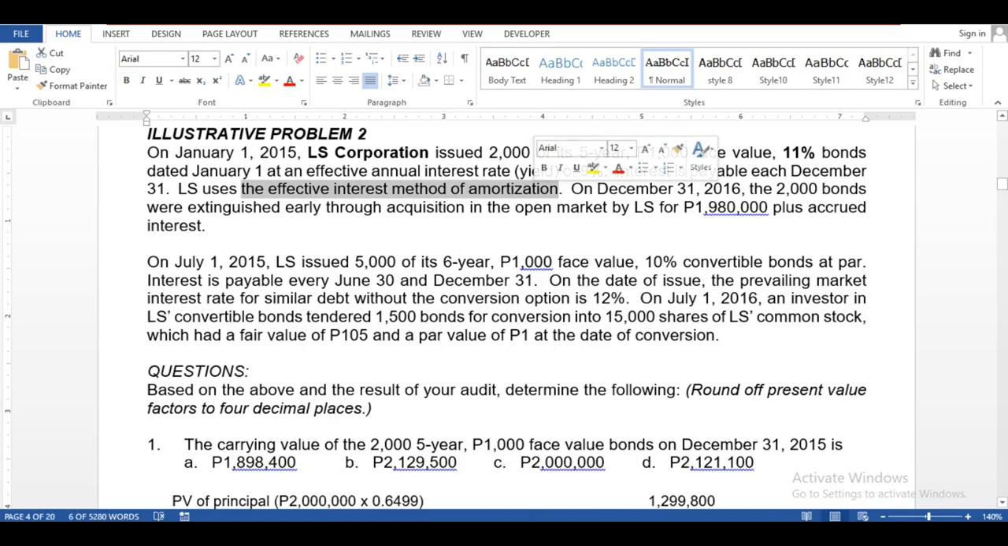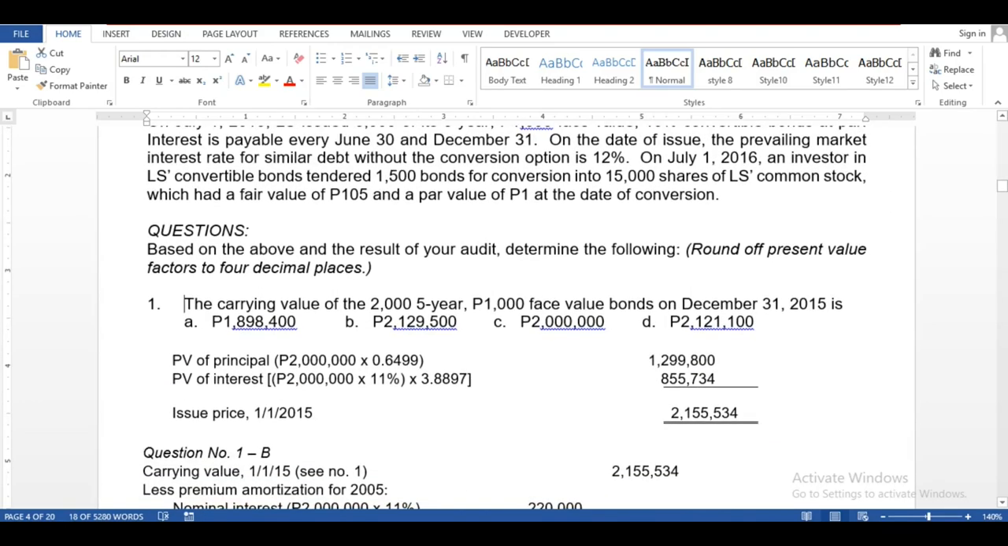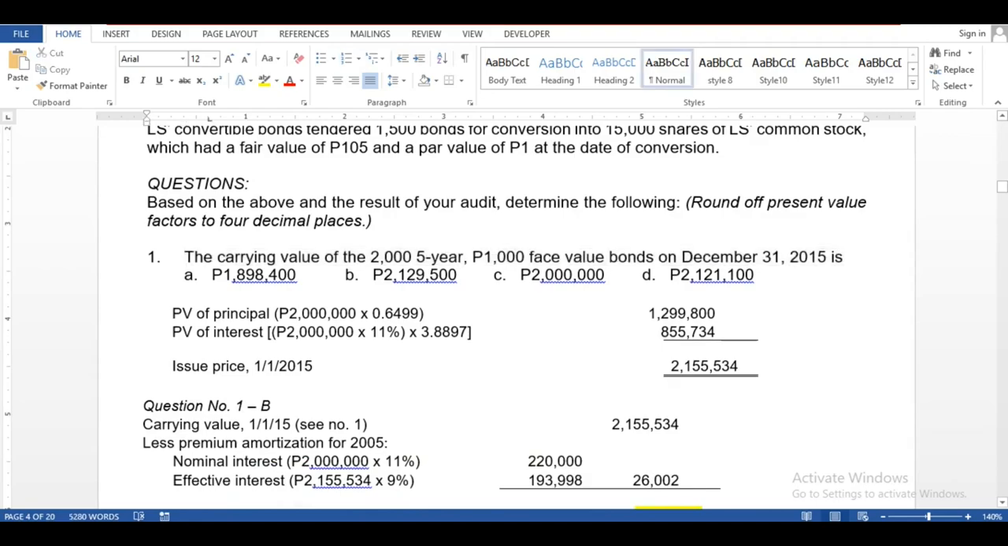So on December 31, 2016, the 2,000 bonds were extinguished early through acquisition in the open market by LS. 1,980,000 plus accrued interest. So let's start with the first one. The question for number 1: the carrying value of the 2,000 5-year 1,000 face value bonds on December 31, 2015. So the first thing to do is to compute for the issue price as of January 1, 2015, which is the issue date.